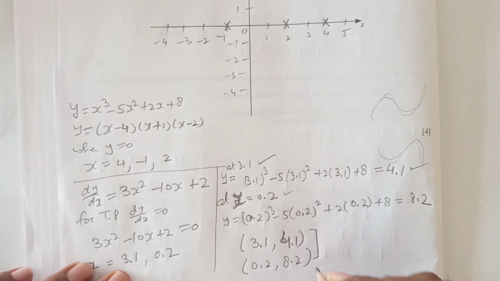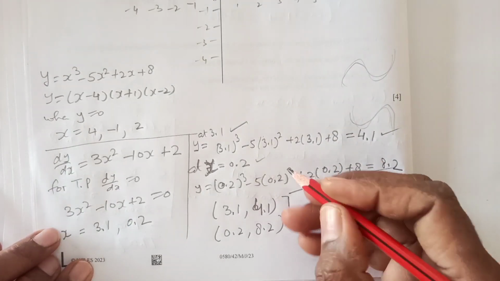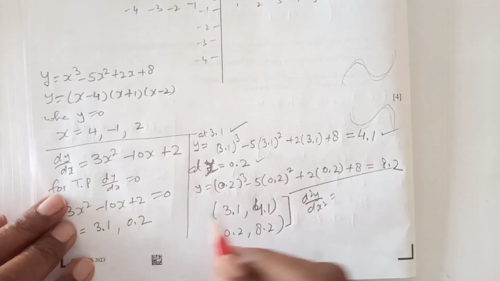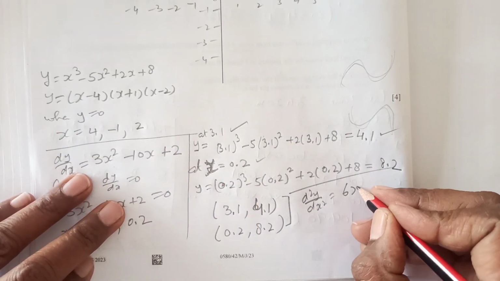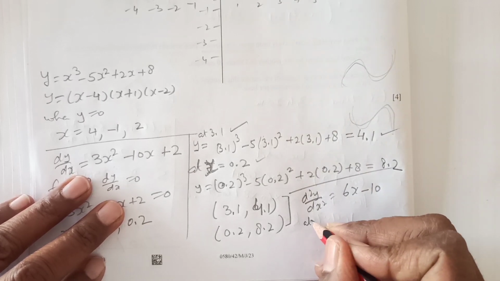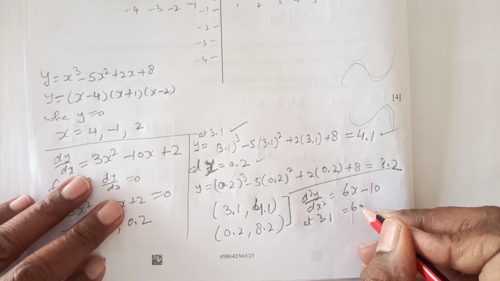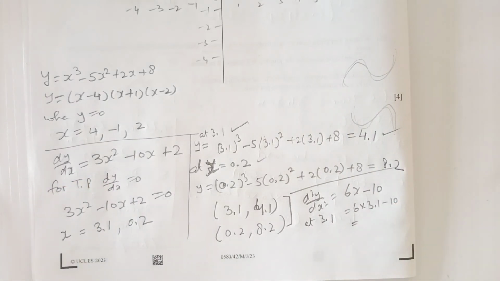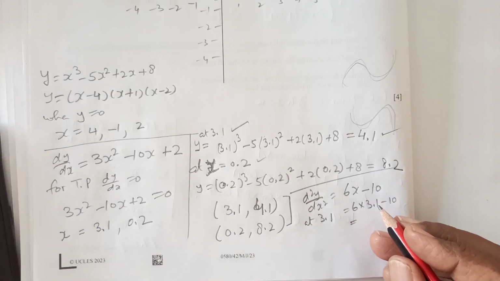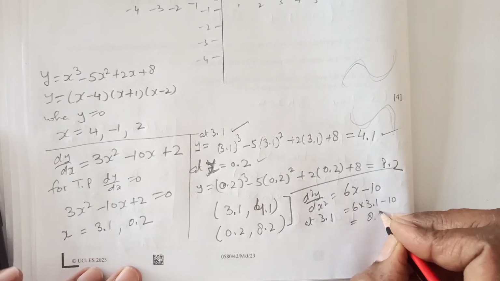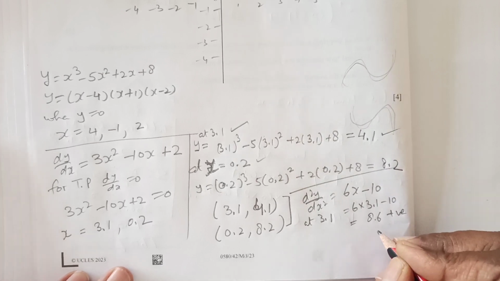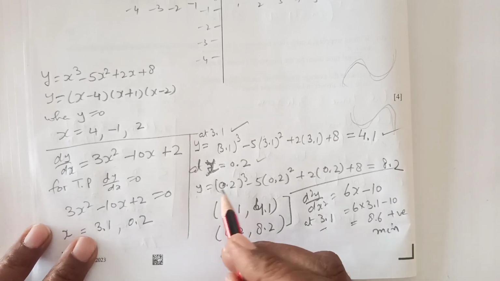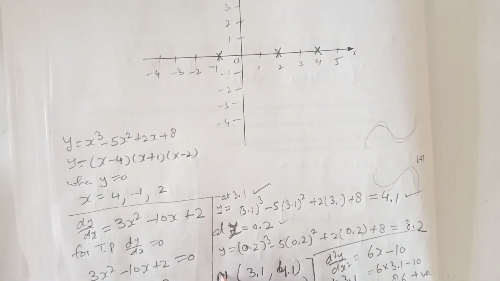To find out the maximum and minimum, we need the second derivative, d squared y over dx squared. From here it is going to be 6x minus 10. So at 3.1, this is going to be 6 times 3.1 minus 10, which is 8.6, which is positive. When it is positive, then there is a minimum. So this point is a minimum point, right?